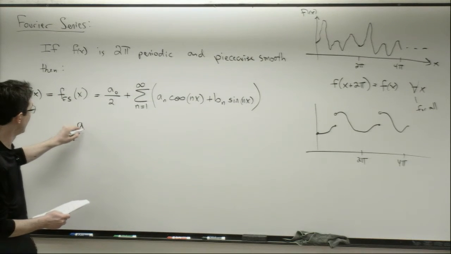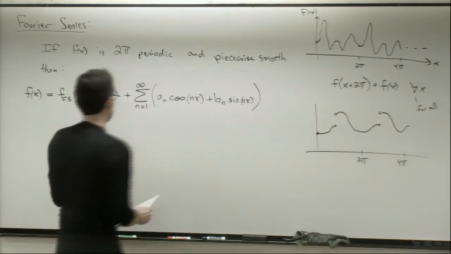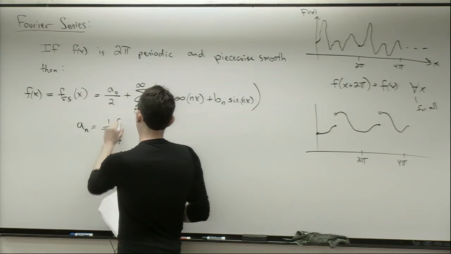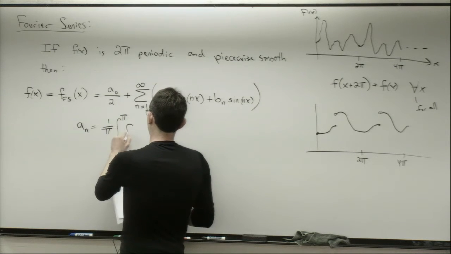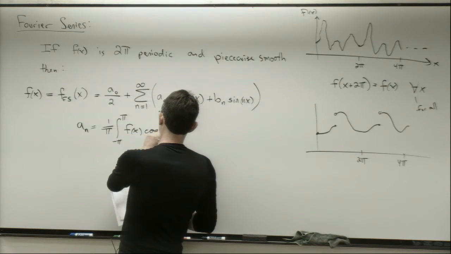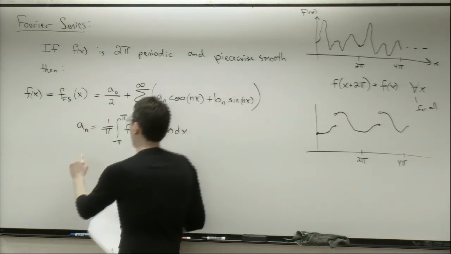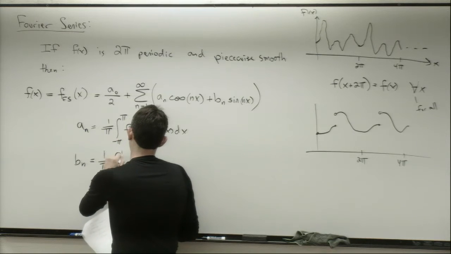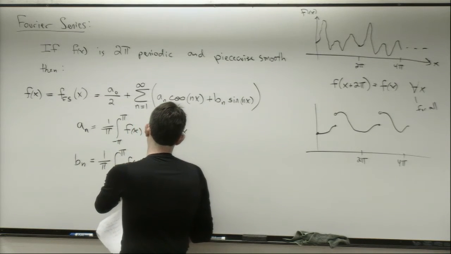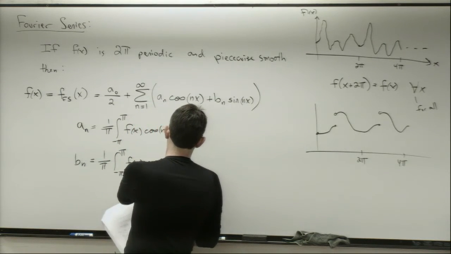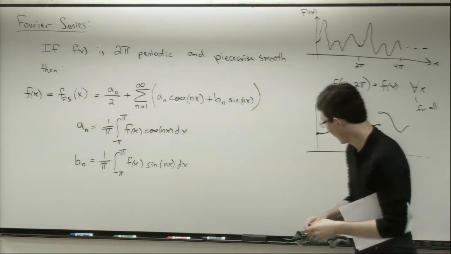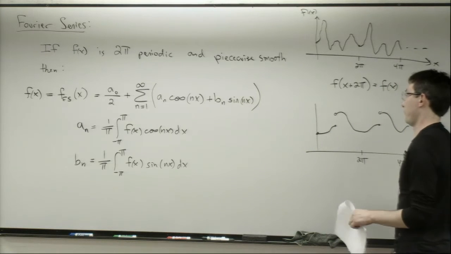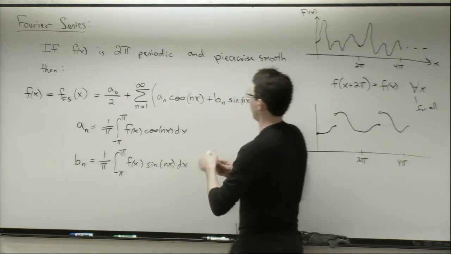Okay, so an is equal to 1 over pi integral minus pi to pi of f of x cos nx dx, and bn equals 1 over pi integral minus pi to pi of f of x sine nx dx. Okay, I'll let this just sink in for a little bit. Maybe I should box this. This is pretty important.